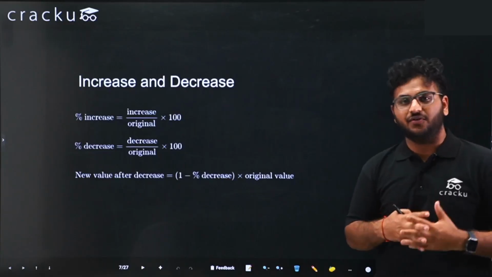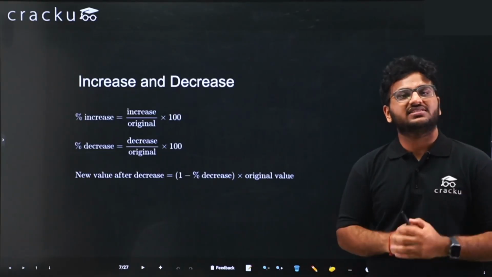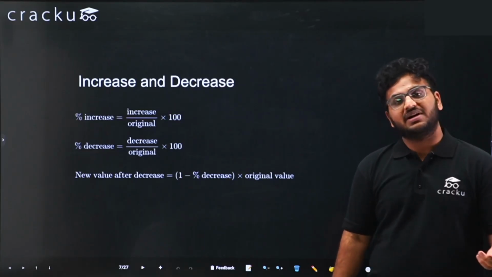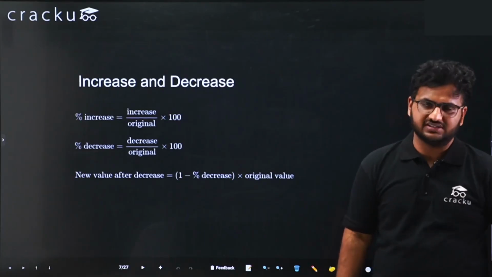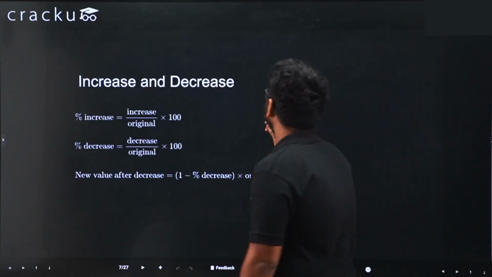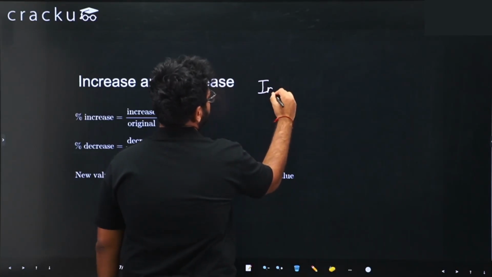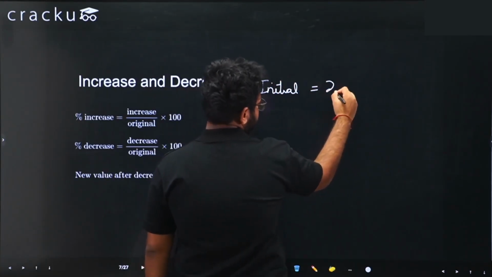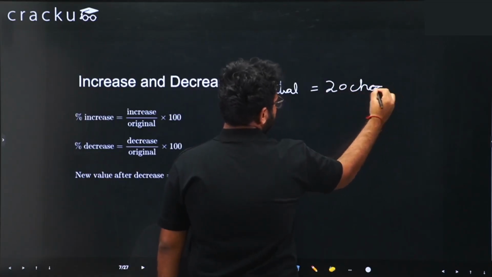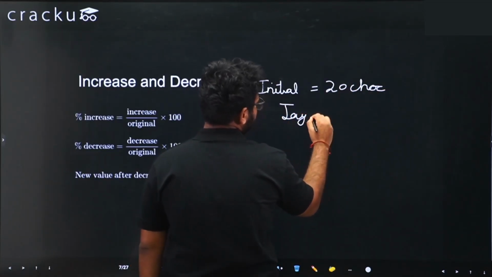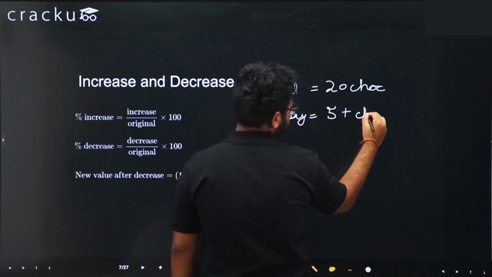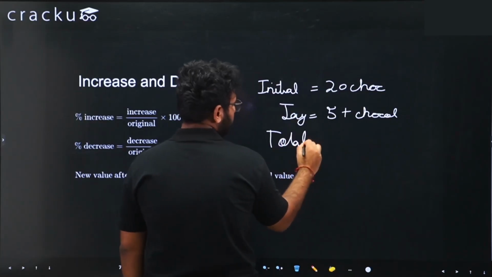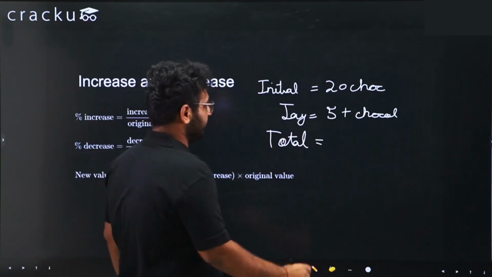Now let us start with the formulas. So increase and decrease. Let us assume that I have 20 chocolates, okay, and my friend Joy gave me 5 more chocolates. So initially I had what? 20 chocolates. So initial chocolates is equal to 20 chocolates. Joy gave me 5 more chocolates. So total chocolates I have is 20 plus 5, which is equal to 25.